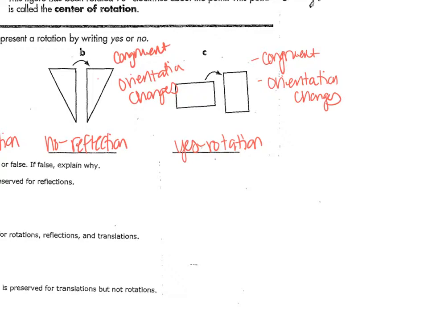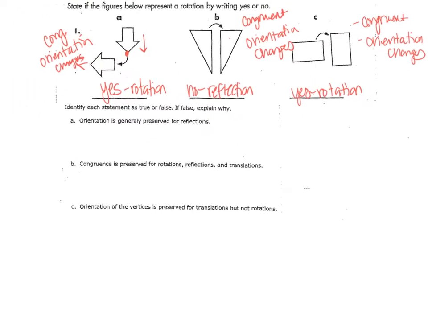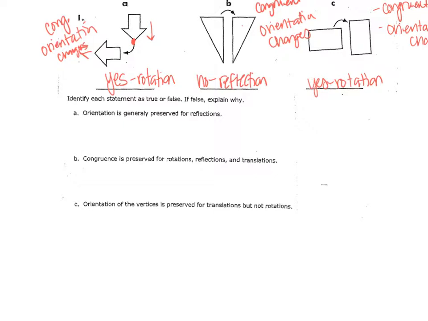So just remember that rotation and reflection, they're always going to be congruent. The size does not change. The orientation does change though. So down at the bottom, identify each statement as true or false. If false, explain why. A says orientation, so that's the direction the shape is facing, is generally preserved for reflections. What did I just talk about? False. Reflections and rotations always change orientation.